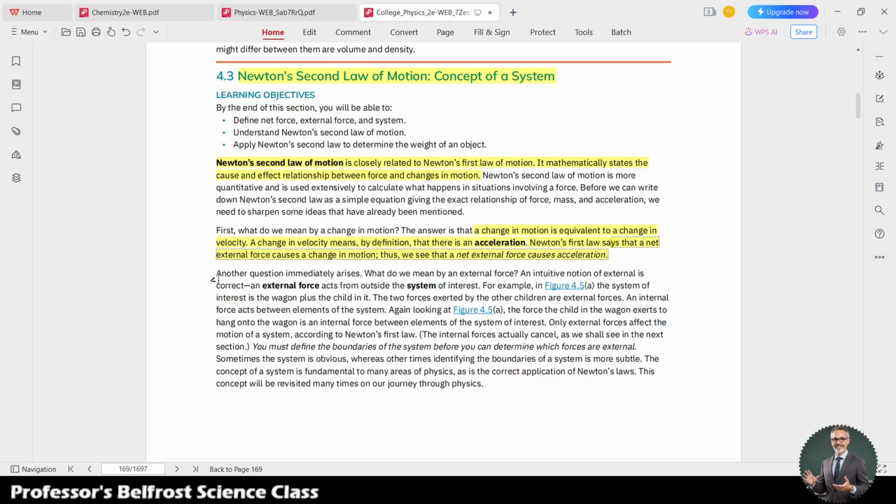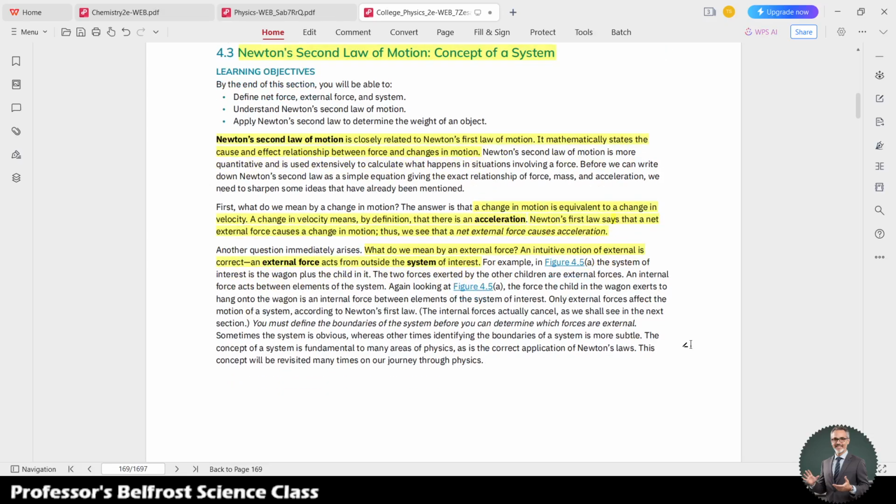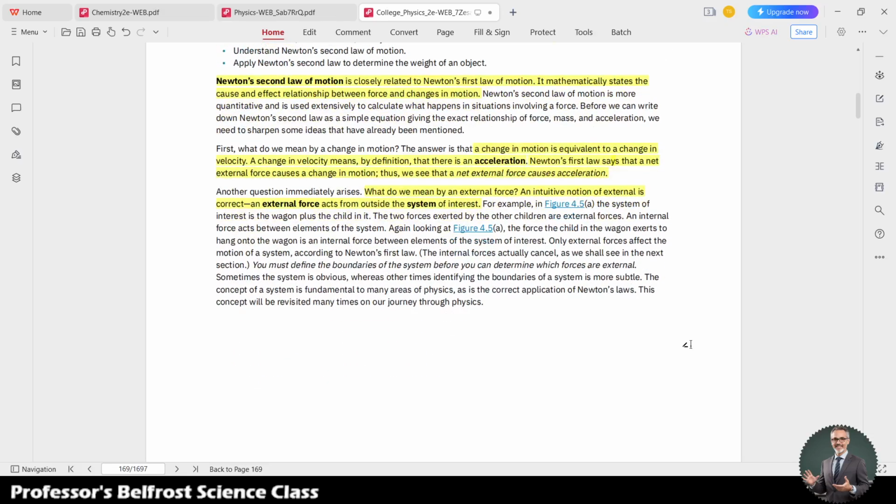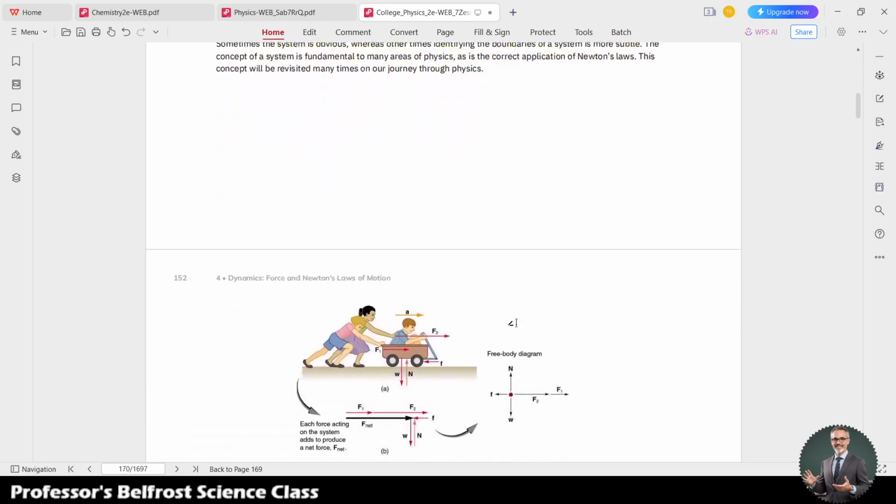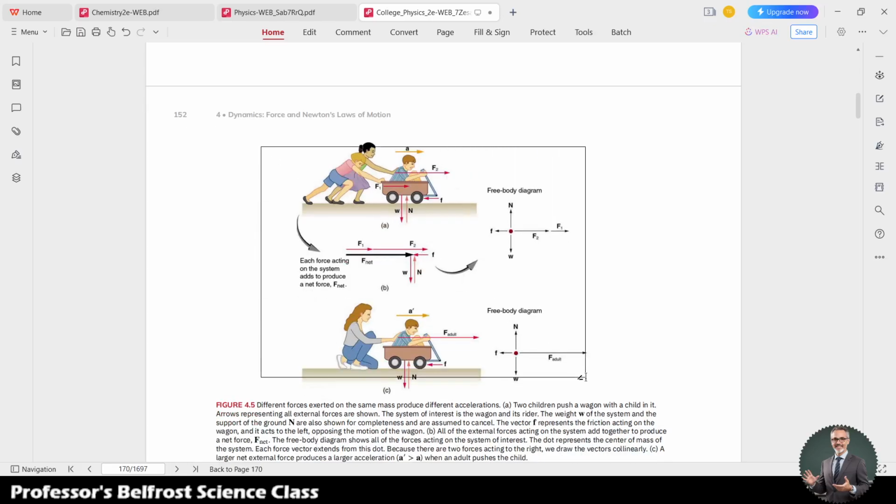Good. And another question immediately: what do you mean by external force? An external force acts from outside the system of interest. Forces are external. It's very important. Sometimes this is obvious, whereas other times it is more subtle. You can see here.